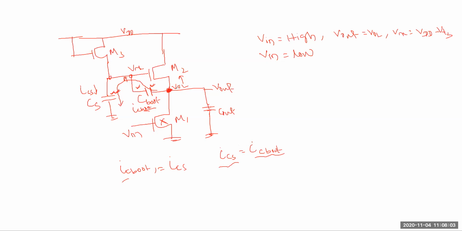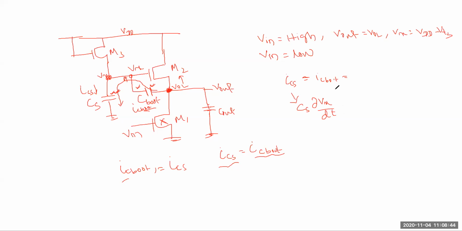When this node voltage increases, here you can write I C S equal to I C boot. This part is nothing but a current, and current is C dV by dt. So C S dVx by dt. Yes or no? Because this is Vx. Current is flowing, so this current you can define as C dV by dt.